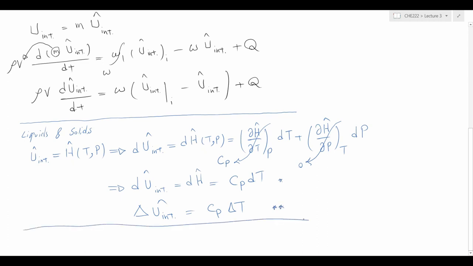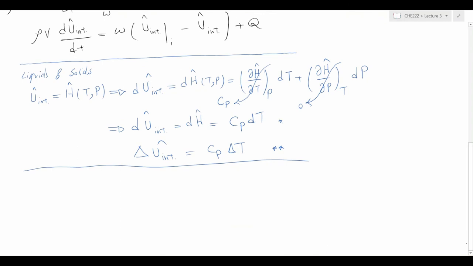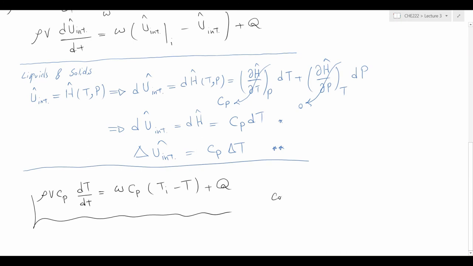So now let's get back to our main topic. I will just change the color back to black so I can continue the main topic. And let's just substitute these into the final form of energy balance that we have in here. So if I put dU based on Cp dT, I would have rho V Cp dT over dt, which is equal to W times delta U internal, basically, which now I can use the second equation and write it in terms of heat capacity and temperature difference from inlet to outlet. And finally, I have heat transfer to the system. So this will be the final form of conservation of energy.